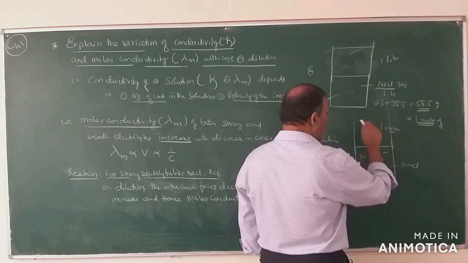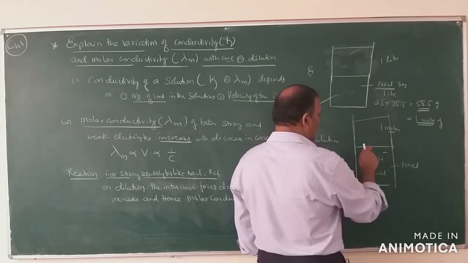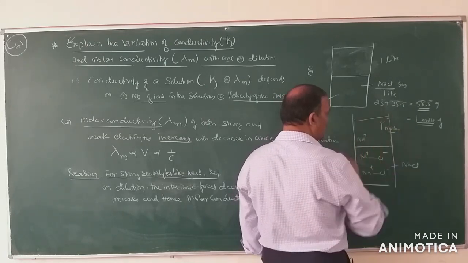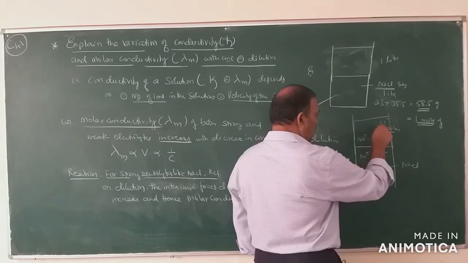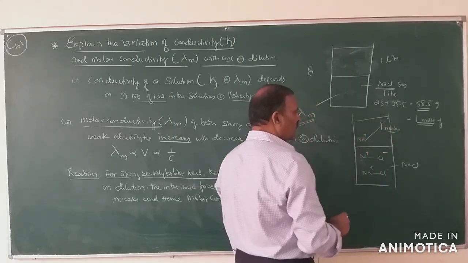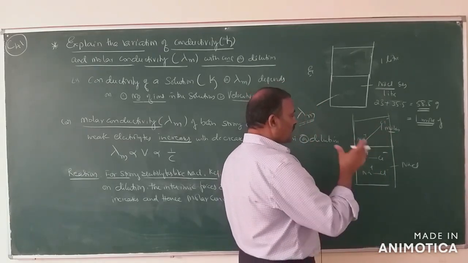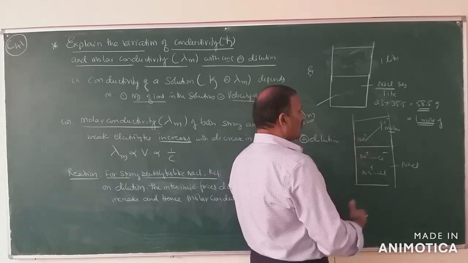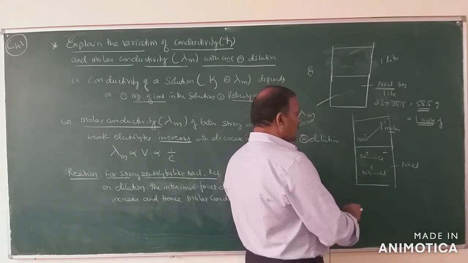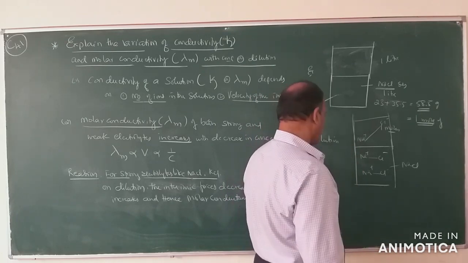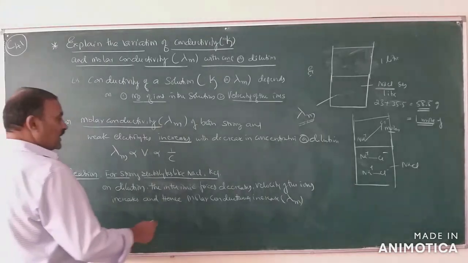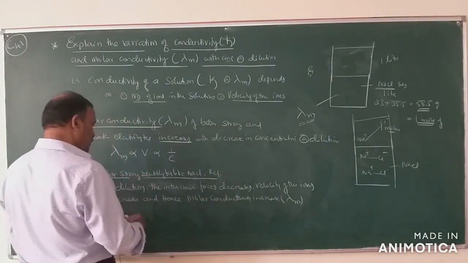When this solution is diluted, what happens? These ions go far away from each other. This is sodium ions and this one is chloride ions. The distance between the ions increases on dilution. As a result, the attractive forces between the ions decrease. When the attractive forces decrease, the velocity of the ions increases, and hence the molar conductivity increases in case of strong electrolytes. So, this is the reason why the molar conductivity increases with decrease in concentration or dilution.